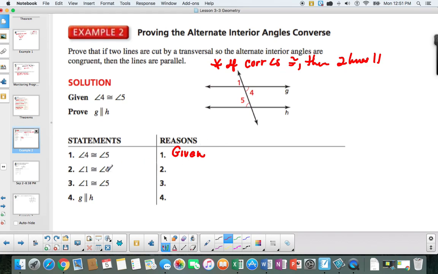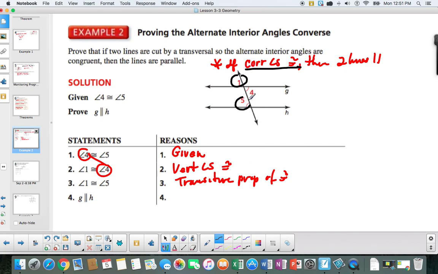Now I know that 1 and 4 are congruent because vertical angles are congruent. And again, there's this connection. So I know 1 and 5 are congruent by the transitive property of congruence. Now 1 and 5 happen to be these corresponding angles here.